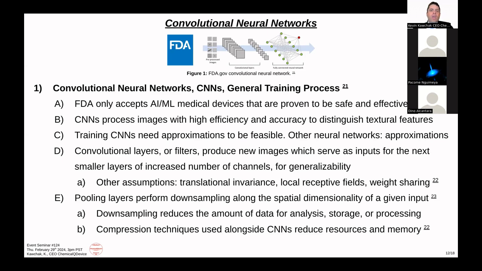So here we are at convolutional neural networks. Yes, transformers exist. And no, I don't know the prevalence because only some of them mention convolutional neural networks. Now, the FDA themselves have put up a web guide to convolutional neural networks, and they'll only accept medical devices that are proven to be safe and effective.